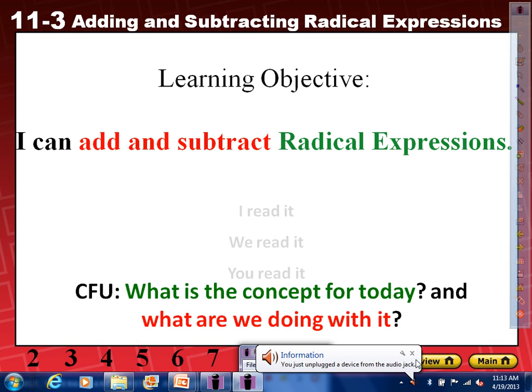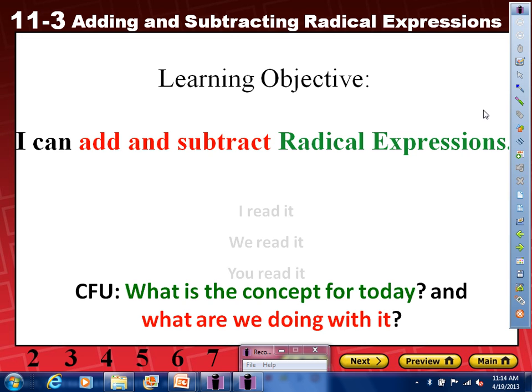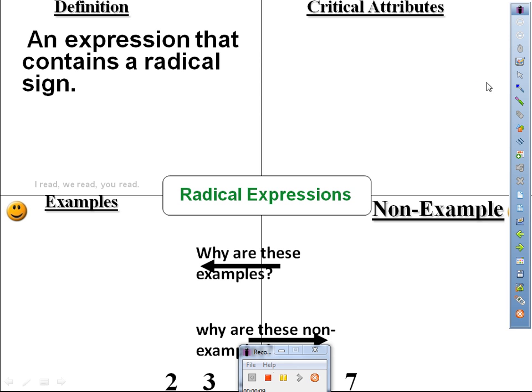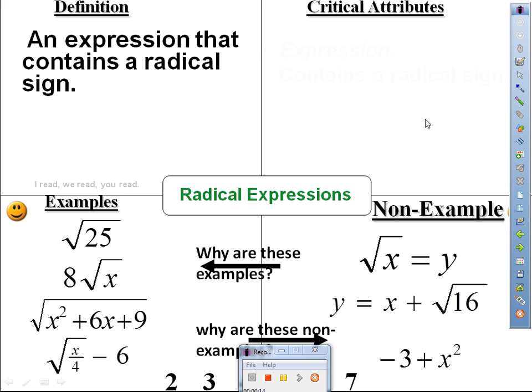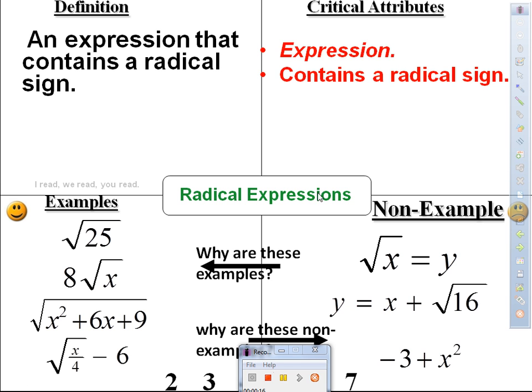Our objective: I can add and subtract radical expressions. Like I said, we already started with radical expressions. We know what they are. We don't have to copy this. Expressions that have a radical sign, right? We're not looking at equations. We're in expressions. Copy these steps down.